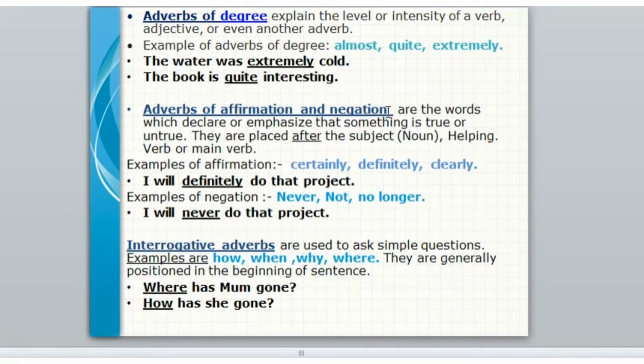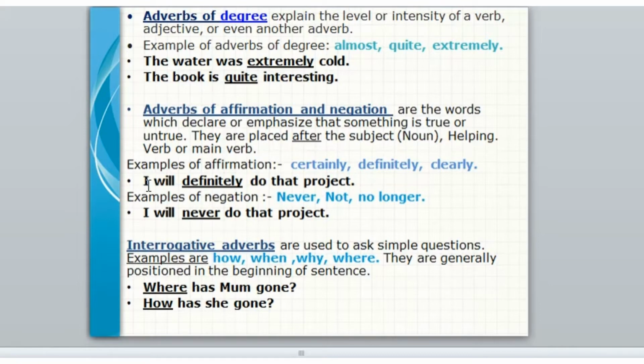Now let's read. Adverbs of affirmation and negation are the words which declare or emphasize that something is true or untrue. They are placed after the subject, noun, helping verb or a main verb, okay? Now see examples of affirmation: certainly, definitely, clearly. When something is definitely for sure they'll be doing, they use these words to make sure that we are planning this, we will do it, for sure they'll do it. So let's see an example of a sentence. I will definitely do that project.